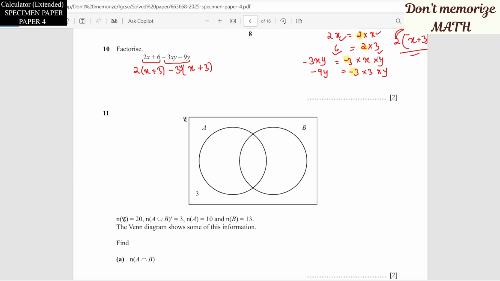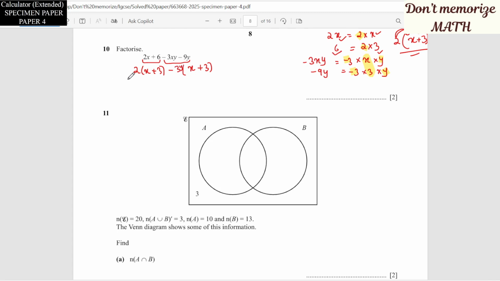So negative 3 and y is common. So negative 3y we took outside. The remaining is x plus 3, this part. X plus 3 is remaining. Okay, so now I will write this part properly.